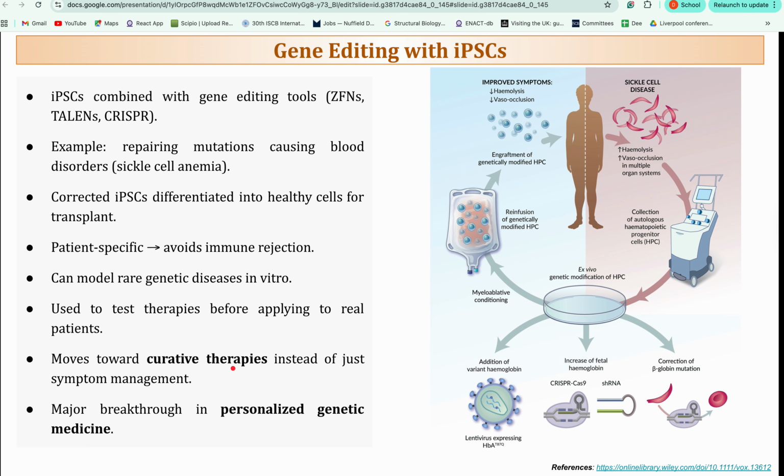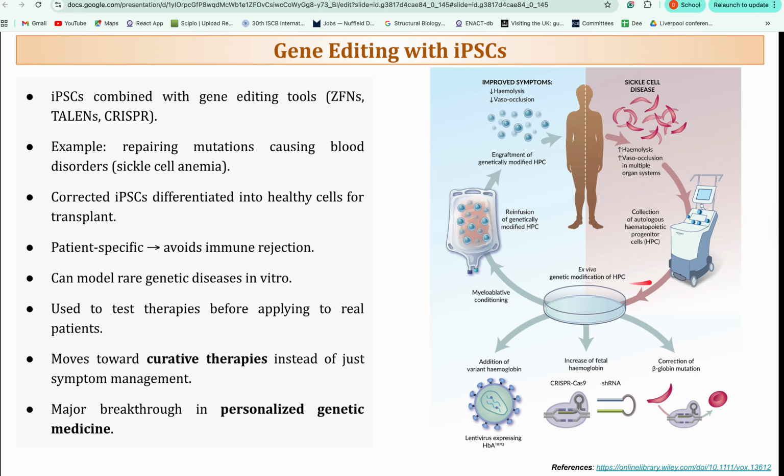It moves towards curative therapies instead of just symptom management, and it is a major breakthrough in personalized genetic medicine. So this is the comparison between the improved symptoms and sickle cell disease. In sickle cell disease, the blood cells are sickle shaped due to the change of one single amino acid in that particular gene, which leads to hemolysis and also vaso-occlusion in multiple organ systems. So what we do is we collect the autologous hematopoietic progenitor cells. These HPCs give rise to the blood cells, so they are obtained.